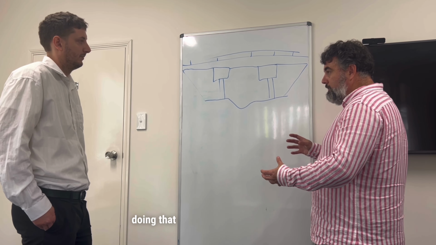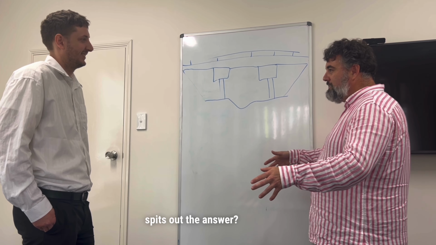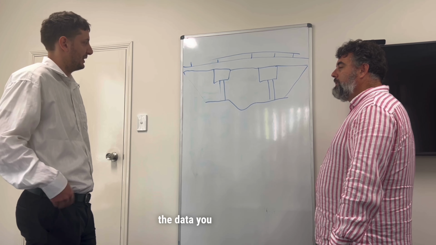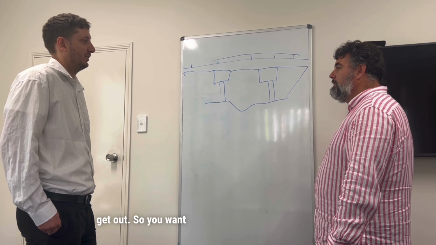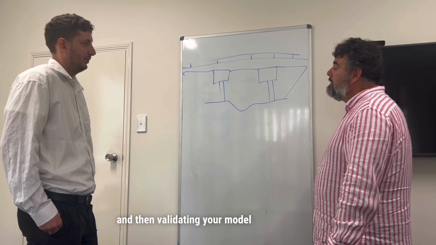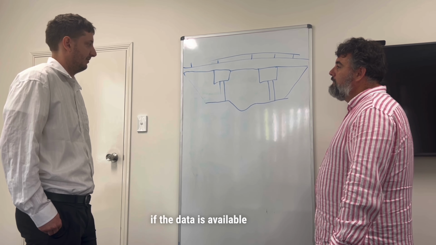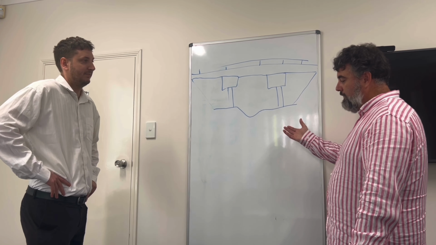When you're doing that, you just put it in the model and it just does all that for you and spits out the answer? Obviously in any sort of modelling, the data you put in is important to the data you get out. So you want to be parameterising your model well and then validating your model. In terms of hydrology and hydraulic modelling, if the data is available, we do a calibration wherever feasible.